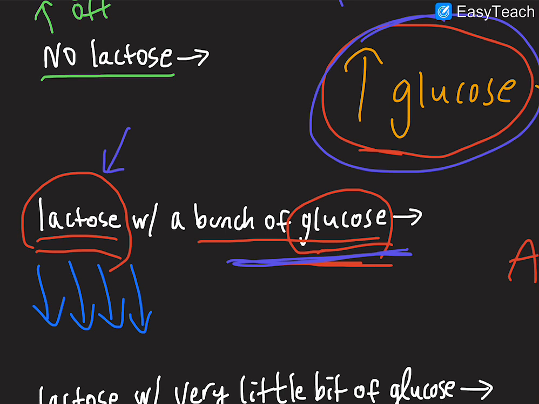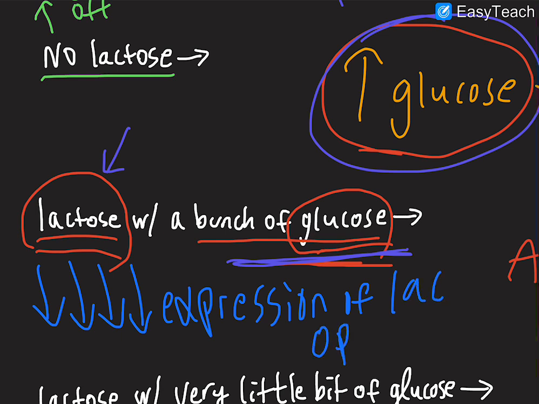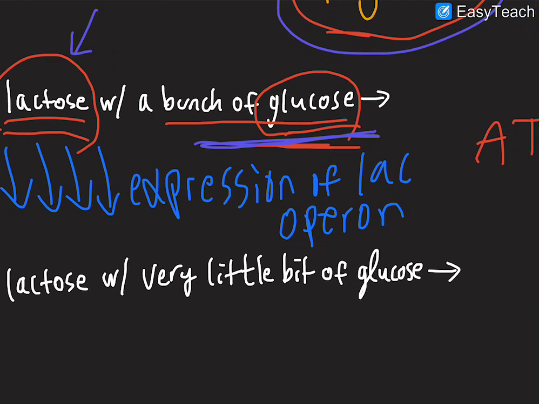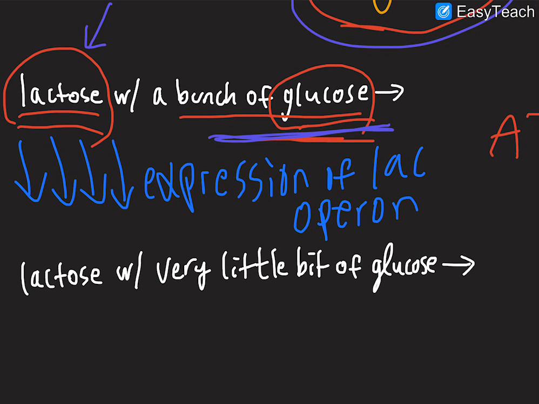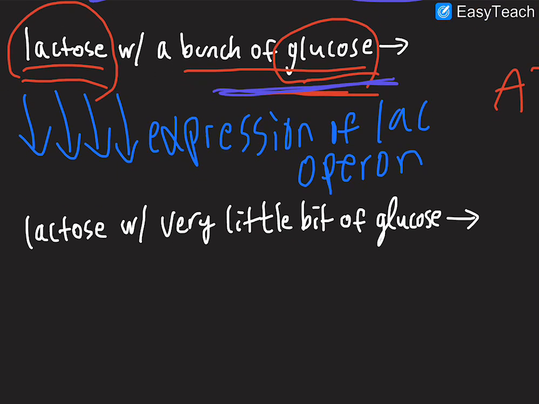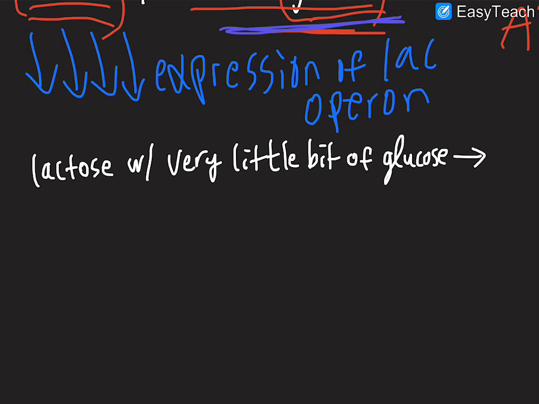So we're going to have very low expression of the Lac operon, okay? Because both are antagonistic to each other, right? High glucose is trying to turn off the Lac operon, and lactose is trying to turn on the Lac operon. So we're going to basically end up not producing many of the enzymes, right? We're going to end up expressing Lac operon like not much at all, okay? So it's going to be a very low expression of the Lac operon.